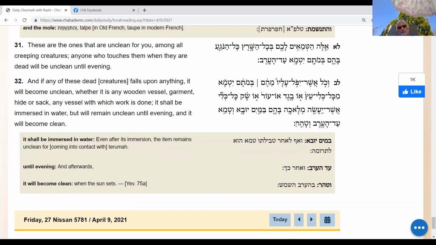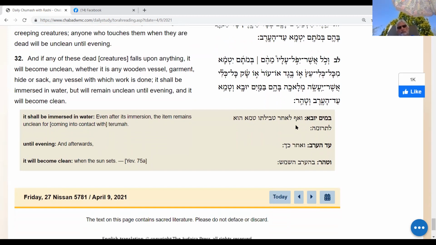These are unclean for you, and all the bugs. And if you touch their carcasses, you will be impure until evening. And any of these animals, after they're dead, if they fall on you, even if they fall on a wooden vessel, or on a cloth, or a leather cloth, a sack or a bag, a sackcloth, any vessel that you use.